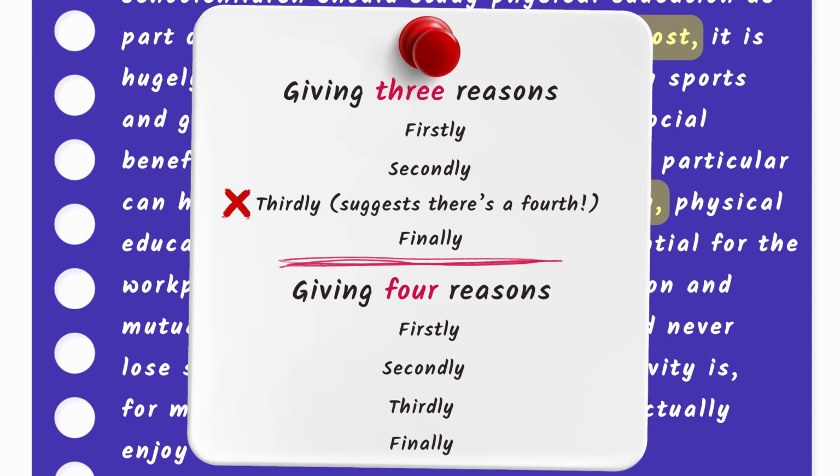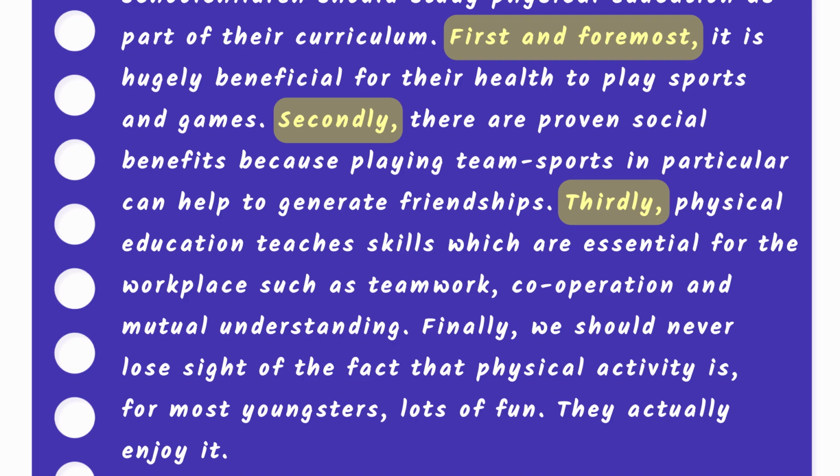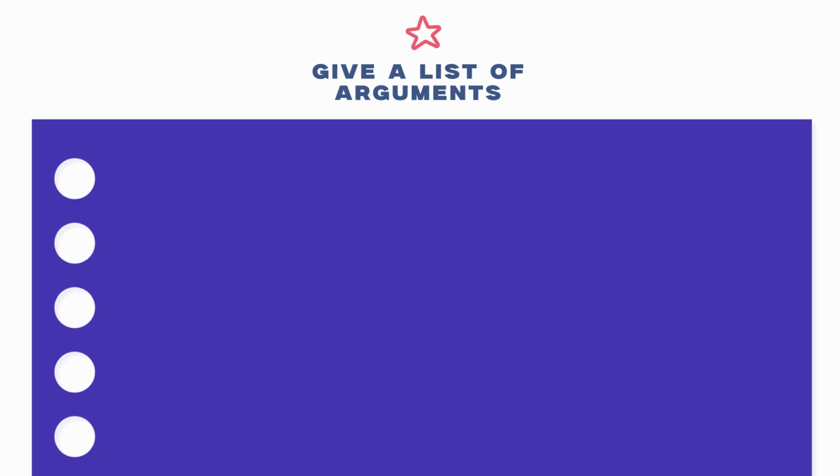And thirdly, physical education teaches skills which are essential for the workplace, such as teamwork, cooperation, and mutual understanding. And the last one, I write finally. And lastly, both are correct. So for the previous paragraph, I used lastly, and here I use finally. Finally, we should never lose sight of the fact that physical activity is, for most youngsters, lots of fun. They actually enjoy it. And there are also other linking words that we can use to give a list of arguments.